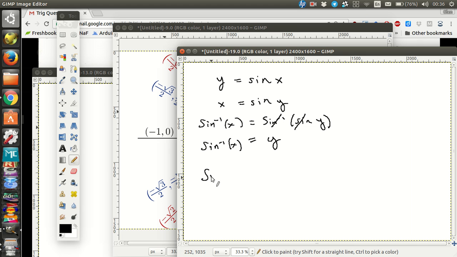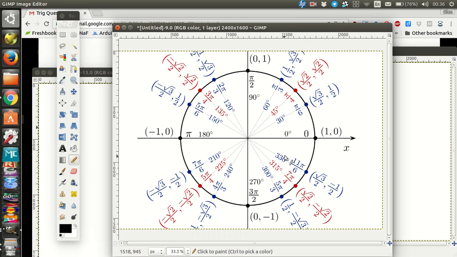That means that this here is going to be an angle. Of course you know that, but which angle? Now, sine refers to the y-coordinate on the unit circle, of course. So here we have a y-coordinate that is negative root 3 over 2.